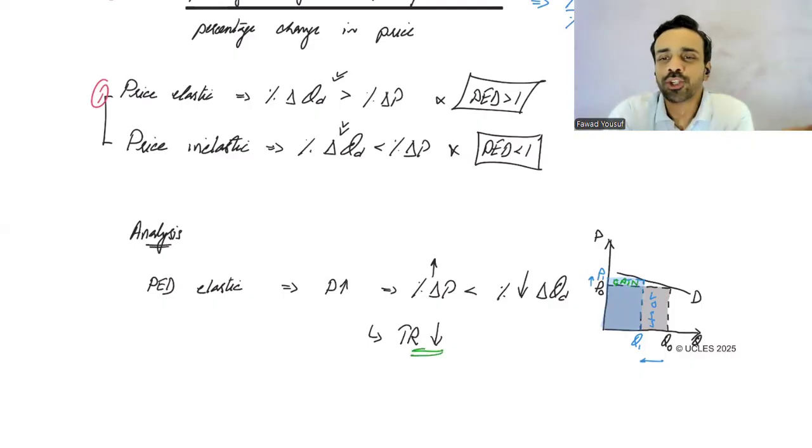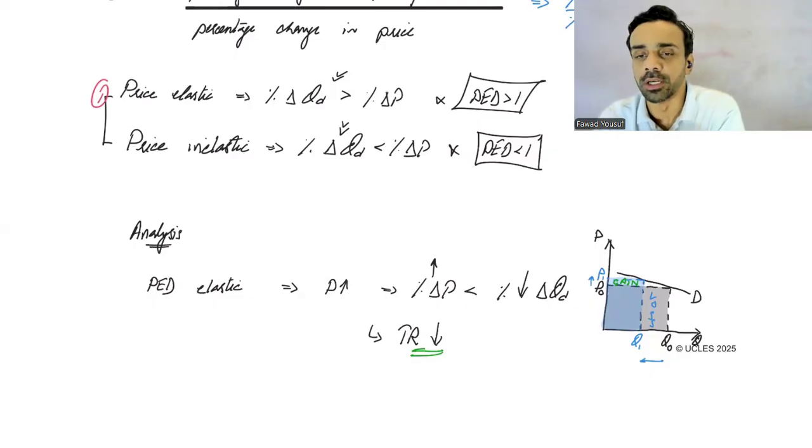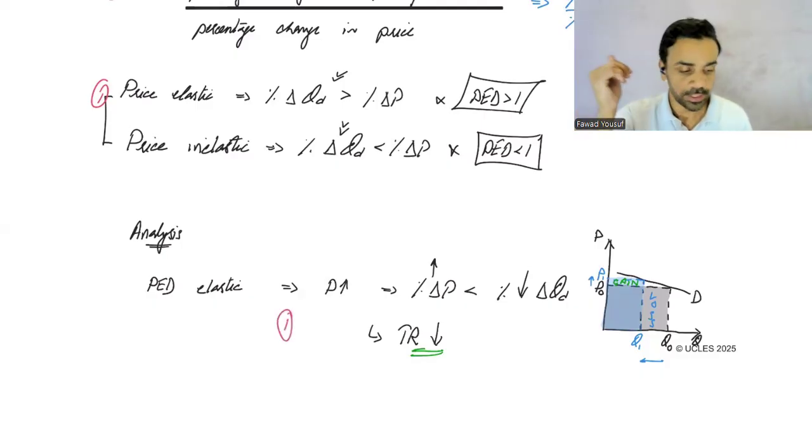Don't do the diagram, just do the write-up. Just explain that the percentage rise in the price is lesser than the percentage fall in the quantity demanded. So therefore, the firm's revenue will fall. That's good enough. You're going to get 1 mark for it.